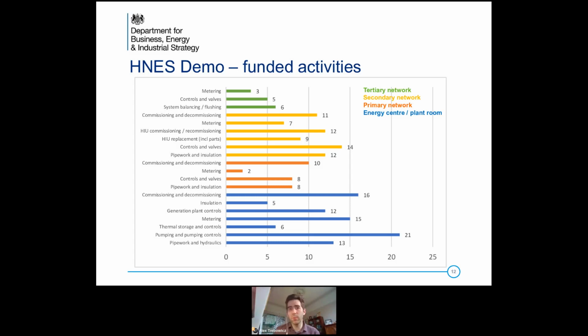I think across all of these projects, there was also a strong focus on metering. Noting that metering required under the metering and billing regs wasn't eligible, most projects were looking at adding some metering to enable them, going forward, to understand and operate their systems a little bit better, or just have much clearer visibility of the performance of their systems.